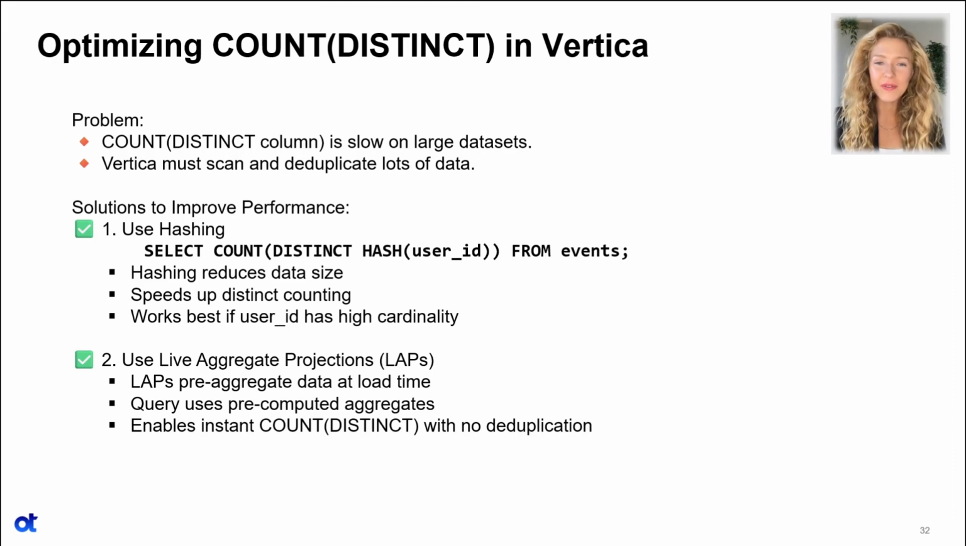Second, and more powerful, is to use live aggregate projections. Live aggregate projections pre-compute aggregated values like count, sum, and even count distinct during data load. This makes queries much faster because the heavy lifting is already done. Hashing is great for quick optimization. Live aggregate projections are ideal when you need repeated high-speed analytics across large data volumes.